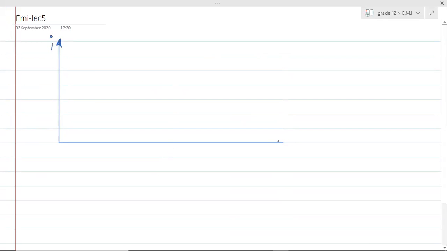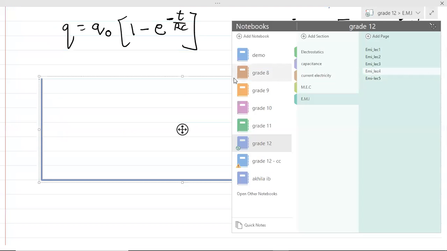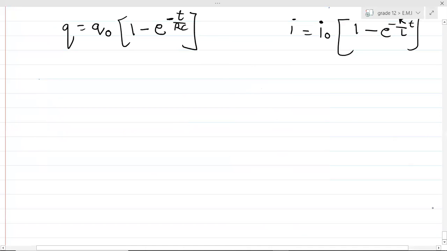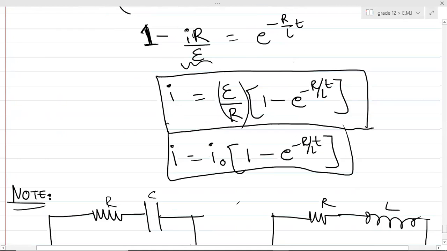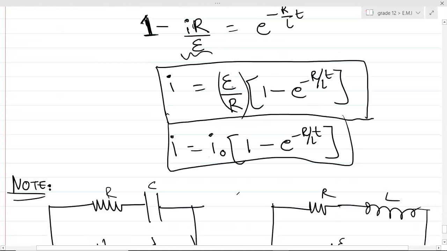So on the y-axis we have current, and on the x-axis we have time. And if I say the maximum current is E by R, do you remember this in the last class when we derived this formula? You can see over here, I is equal to E by R. E by R is basically I naught, right? This is the maximum possible current in the circuit.